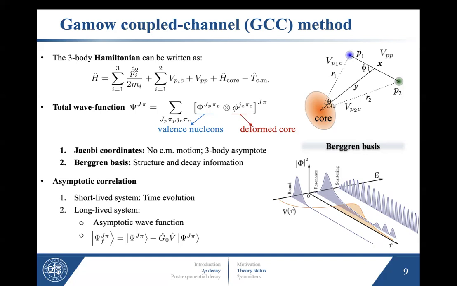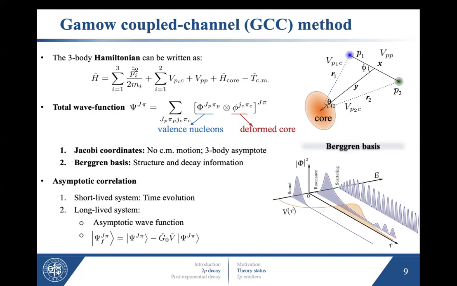Also, in the radial part, we use Gamow basis, which contains bound state, resonance, and scattering state on the same footing, so we can treat the structure and decay information. And in order to get the asymptotic correlations, one can also use a time-dependent approach to propagate the systems to large space and time, so we can get the final state information. But this is for the short-lived systems. For long-lived systems, this time-dependent approach can be time-consuming.